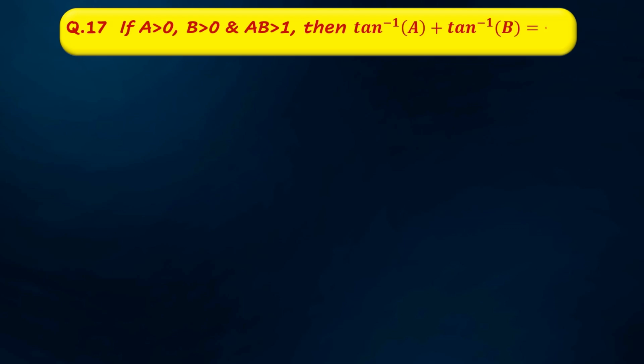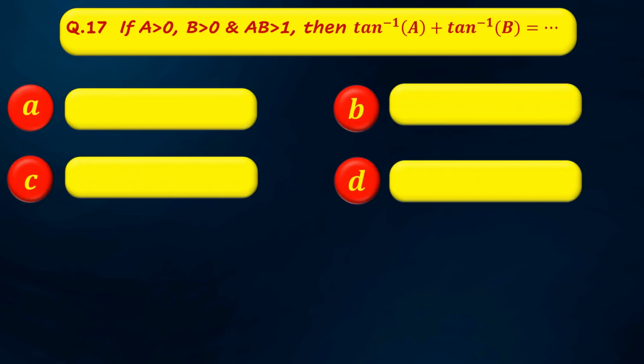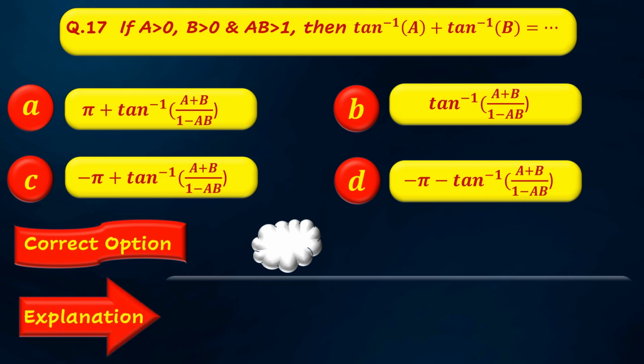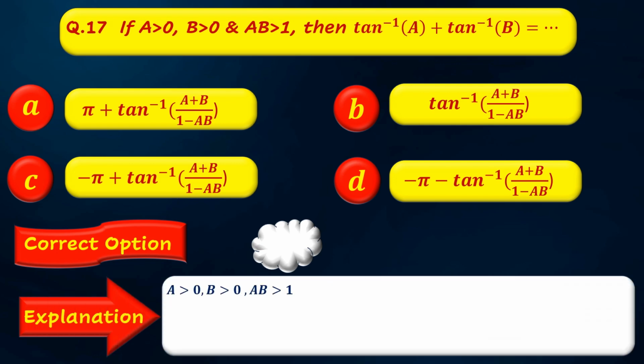Question number 17. If A is positive, B is positive, and the product AB is greater than 1, then tan inverse A plus tan inverse B is equal to, and the options are, let's find out which one is the correct option. Here, A is positive, B is positive, and the product AB is greater than 1. Therefore, according to sum of two tan inverse functions, tan inverse A plus tan inverse B will be equal to pi plus tan inverse A plus B over 1 minus AB. Therefore, correct option is option A.